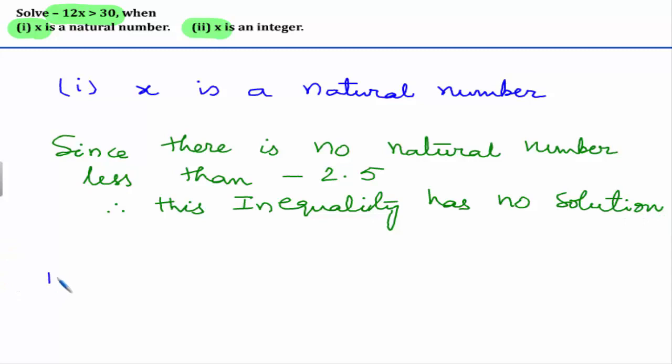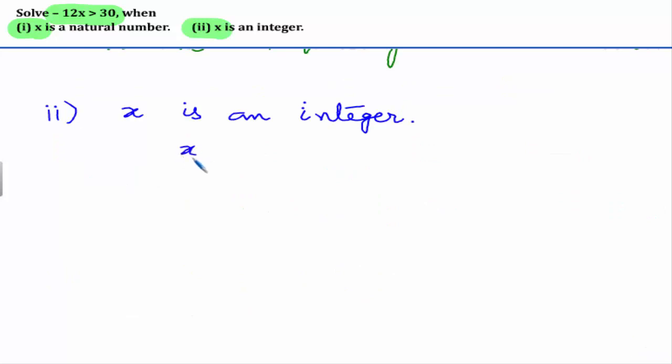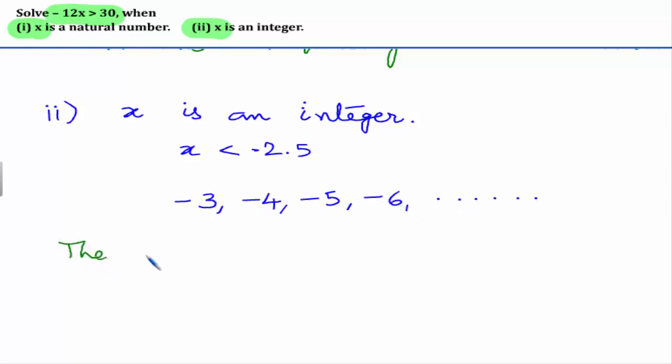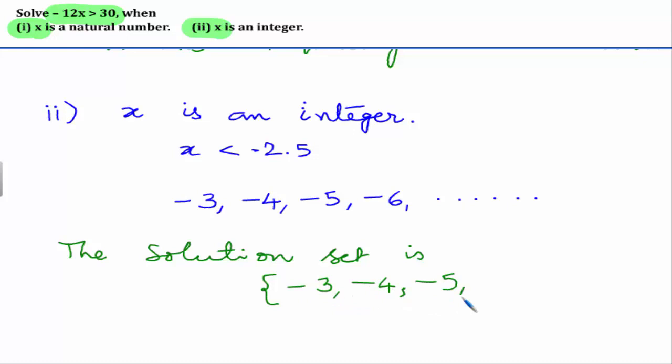Now let's see the second part. x is an integer. Now the solution we got is x < -2.5. Now the integers less than -2.5 are -3, -4, -5, -6 and so on. So therefore the solution set is -3, -4, -5, -6 and so on up to infinity.